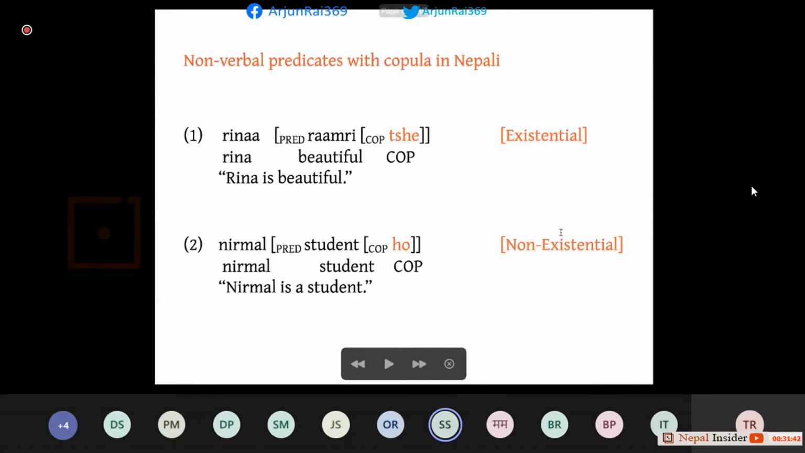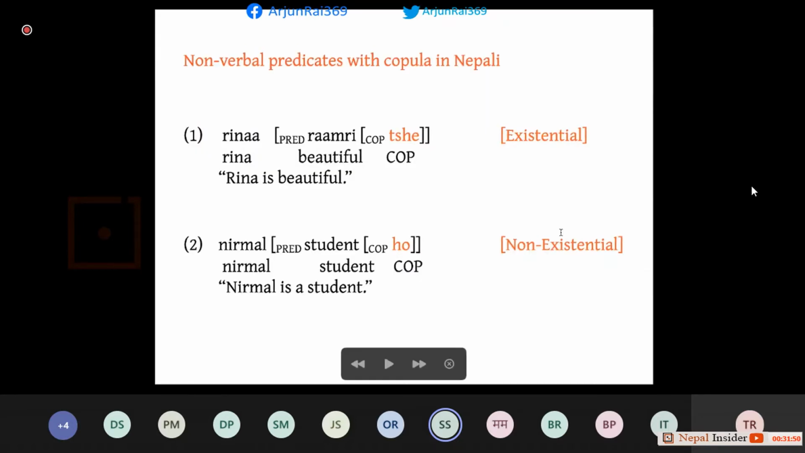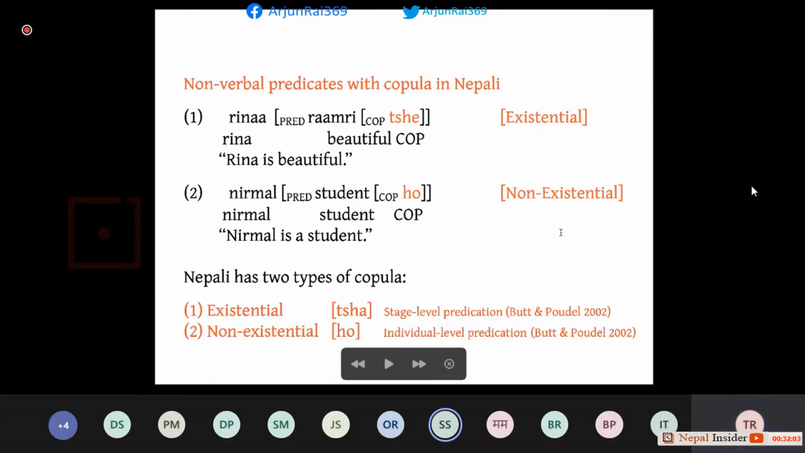If you look into non-verbal predicates with copula in Nepali, Nepali has the following examples. You can see it in the example. Rina, Ramriche, Nirmal's student was. So this data comes from Srijana. So over here we can see that there is cha as well as ho. So cha is your existential copula and ho is your non-existential copula.